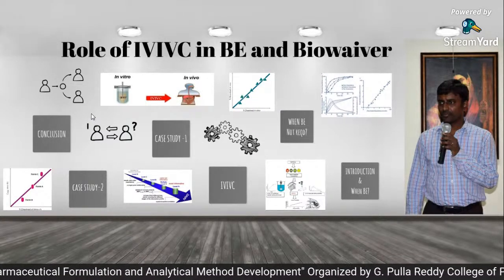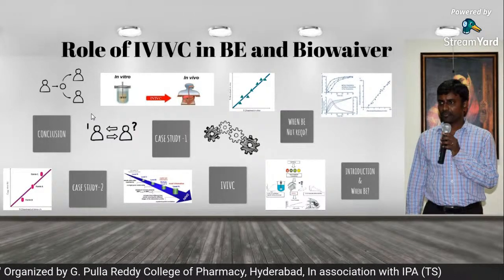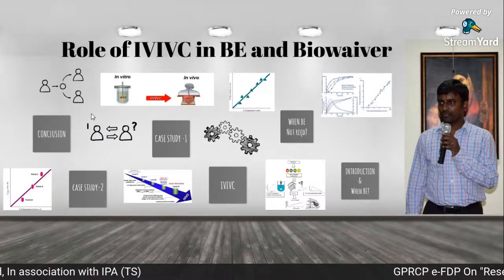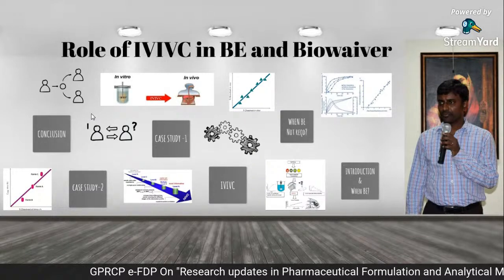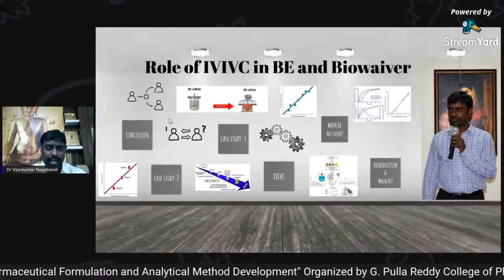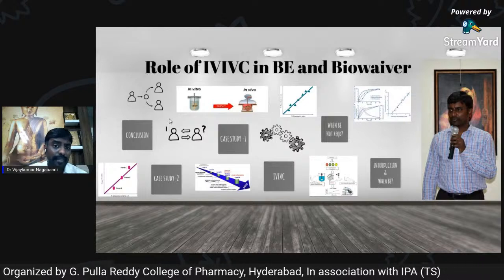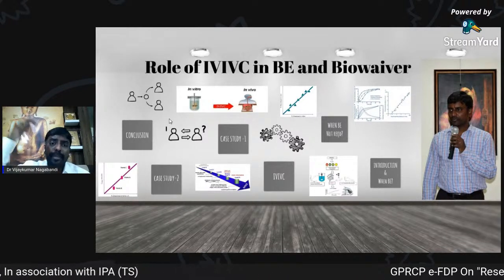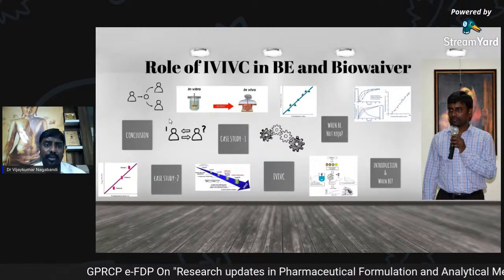We don't know what kind of manufacturing process the innovator followed, and we are using a different process. The API source may be different, the particle size of the innovator's API may differ from yours, and the polymorphic behavior may be different. These will not be reflected in in vitro testing, but will be reflected in in vivo performance. That's why, though the formulation passes in vitro, it may fail in vivo. And that is exactly where the IVIVC role comes into the picture.